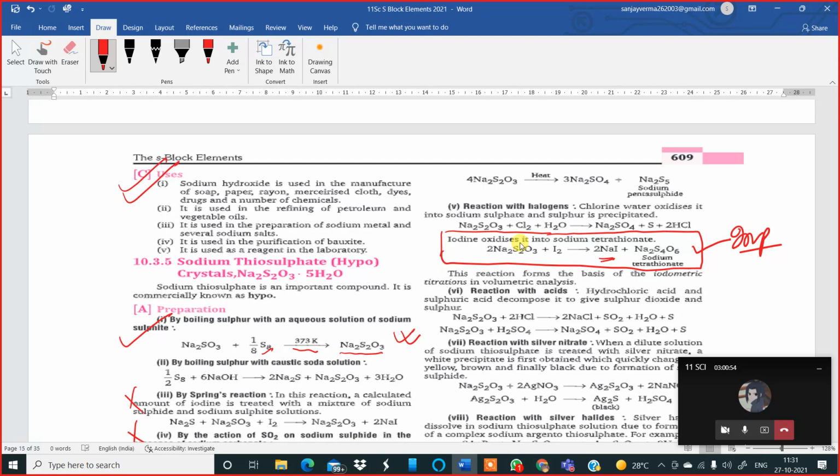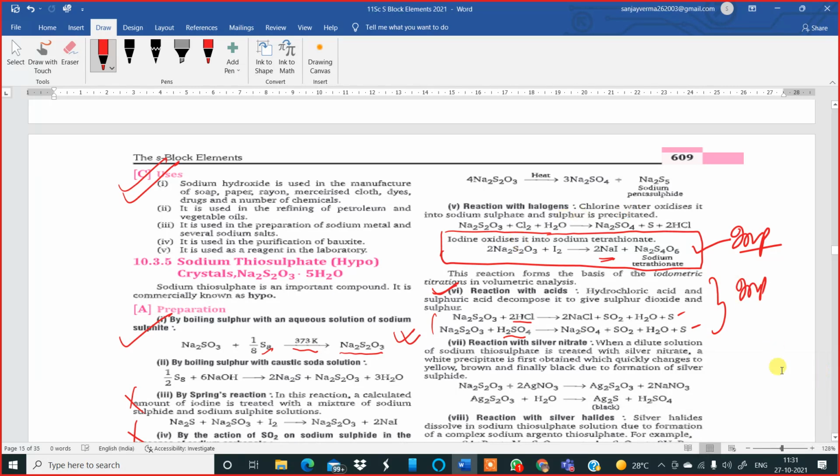Okay. After that, reaction with dilute acids, that is number 6. So if you take dilute hydrochloric acid and dilute sulfuric acid, and react with sodium thiosulfate, you get sulfur particles, sulfur powder over there. So remember, this one is also important. This reaction is also important over here.